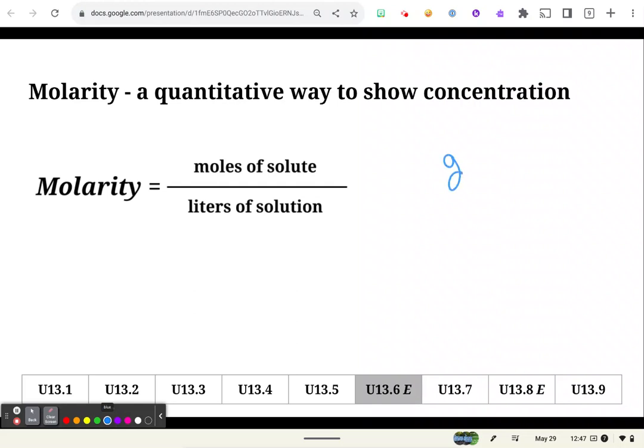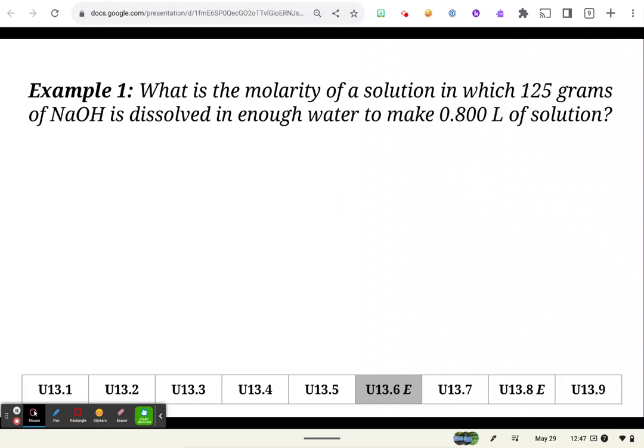to be able to go between grams and moles. And again, to do that, we use molar mass. So you will need your periodic table. All right, so let's put these into practice. All right, so what is the molarity?